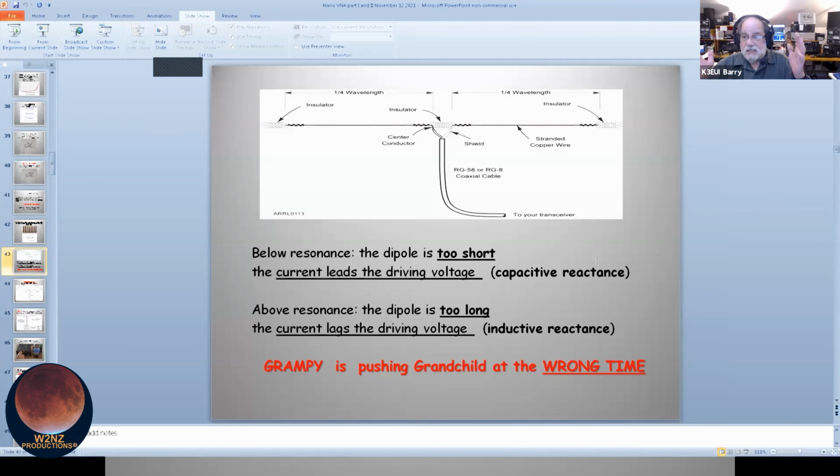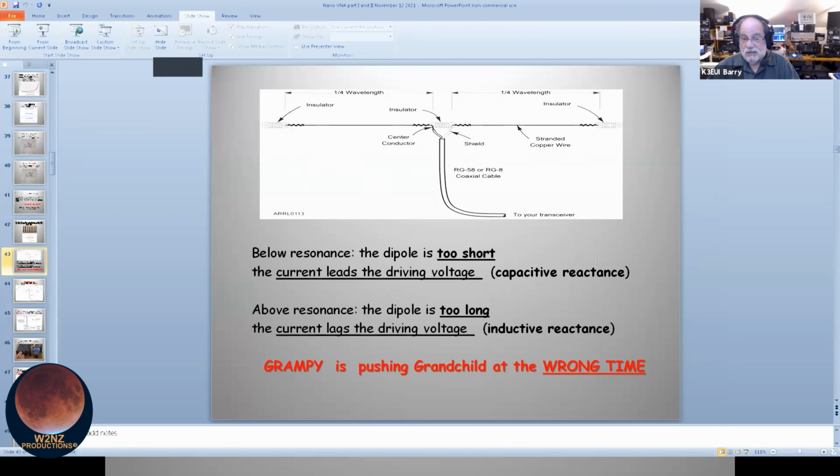What does that mean? It means like the kid on the swing. The current's leading the voltage. Kid on the swing is leading Grampy. We call that capacitive reactance. A fancy word, capacitive reactance. Timing's wrong. What if I operate at the top of the band, 4 megahertz?